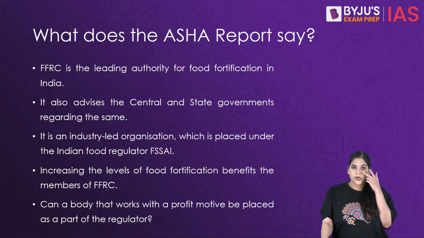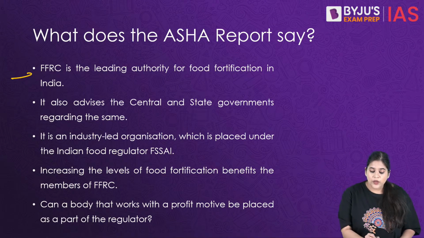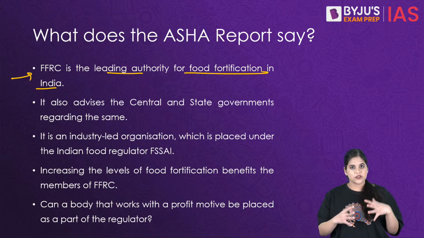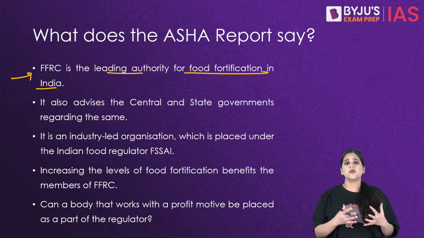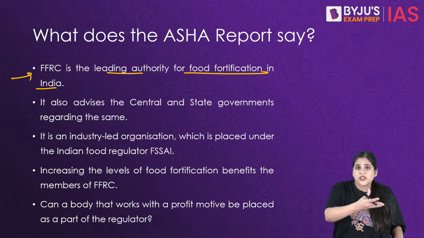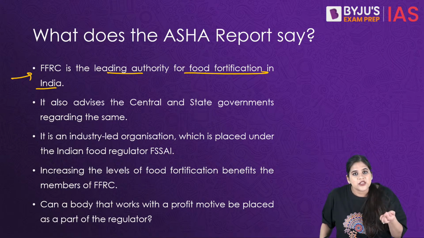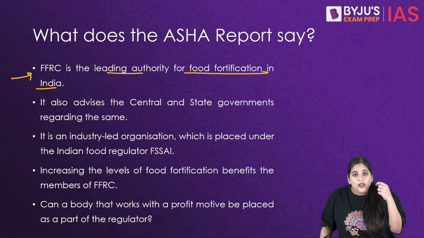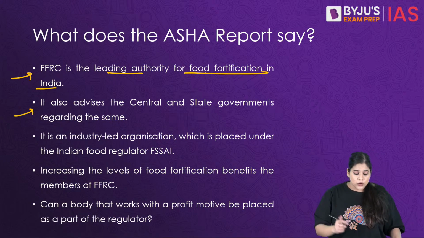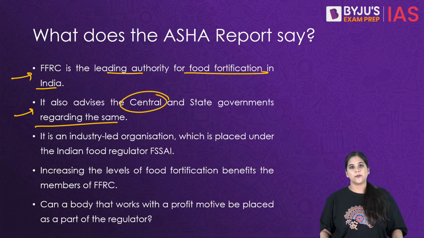Now, what does the ASHA report say? Why does it say that there is a conflict of interest? Now we know that FFRC is the leading authority for food fortification in India. We have established that in the previous slide. It is responsible for disbursement of information, for promoting the states to adopt these fortified foods, to increase the technological capacities of the small scale players and have capacity building programs, right? Apart from this, it is also advising not just the state but also the central governments regarding the same.